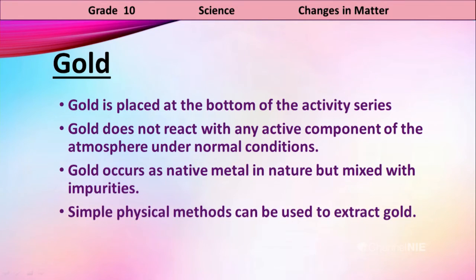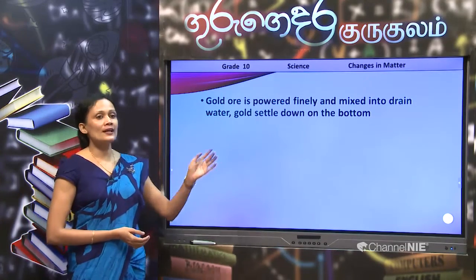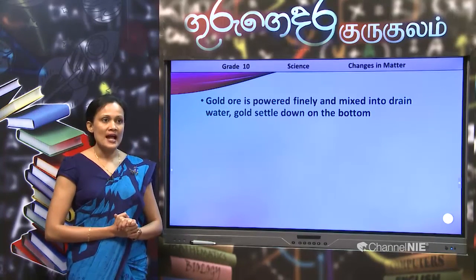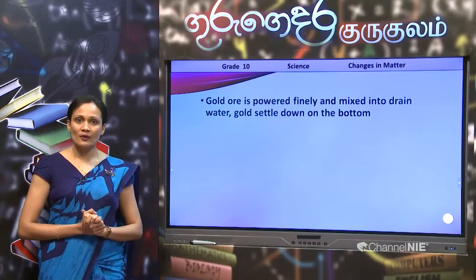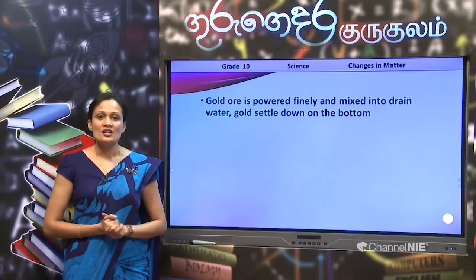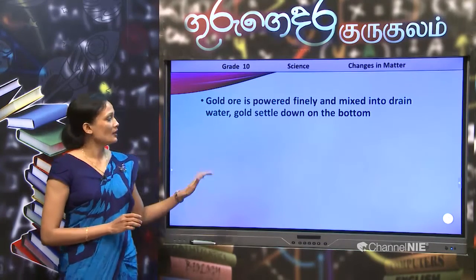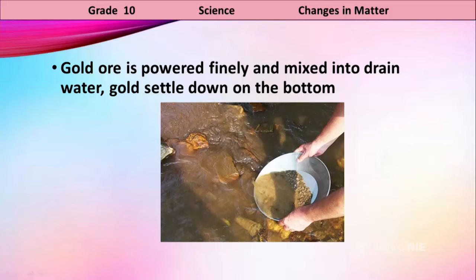A simple physical method can be used to extract gold. Look at this one. The gold ore is powdered finely and mixed into running water. At that time, the gold settles down at the bottom of the container. So that is an easy way of obtaining gold. Look at this picture. It shows how gold is obtained by using this method.